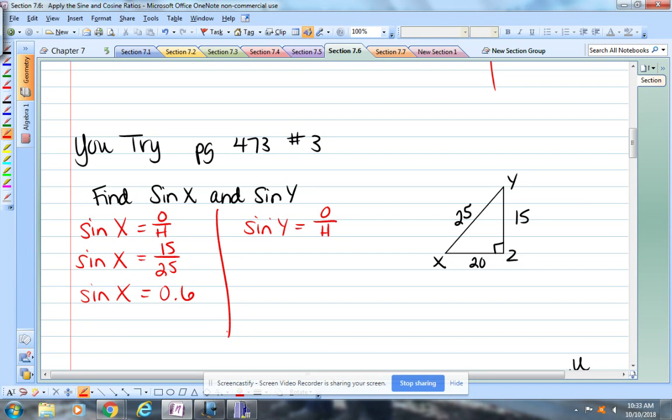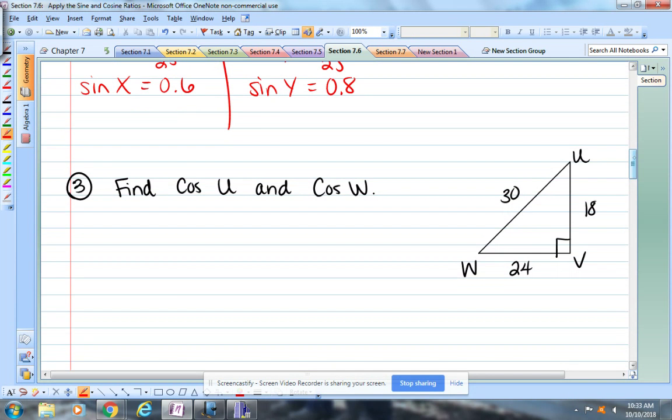All right, sine of Y. What's the length of the leg that's opposite from angle Y, over the length of the hypotenuse? And what's 20 over 25 as a decimal? 0.8. Raise your hand if you got both of those. Those are nice because you didn't have to round. All right, next we're going to work on some cosine. We sure are.